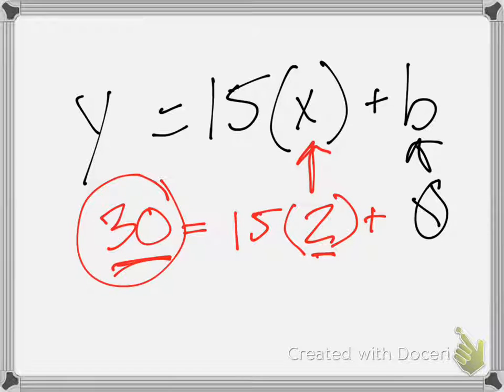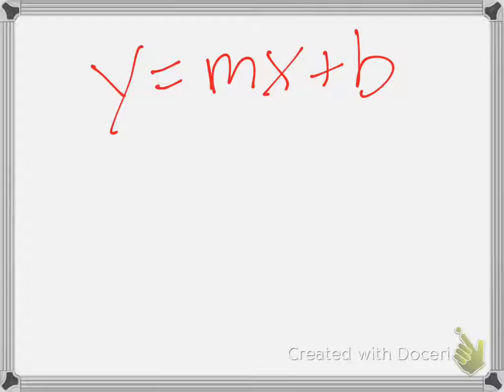This is for David. What would Marcus's formula be? What would his y equals mx plus b be? Elsie, what would the m be in Marcus's? 10. Exactly, because he goes up by 10 every week. So his slope, how much he's increasing, is 10.